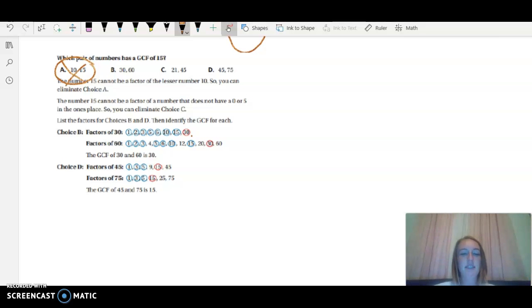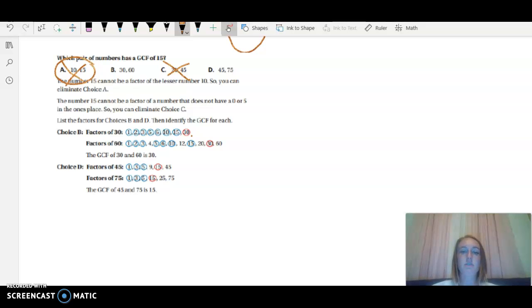30 and 60 could make sense. And then let's look at C, 21 and 45. On here it talks about how it doesn't end in a 0 or 5, so it can't be a factor of 15. If you think about it, 15 ends in a 5, 30 ends in a 0, 45 ends in a 5, 60 ends in 0. But even if that's not something that you have memorized, you know that 15 doesn't go into 21. So you know off the top of your head that 21 wouldn't be an option. So this one's out as well. That leaves us with B and D.